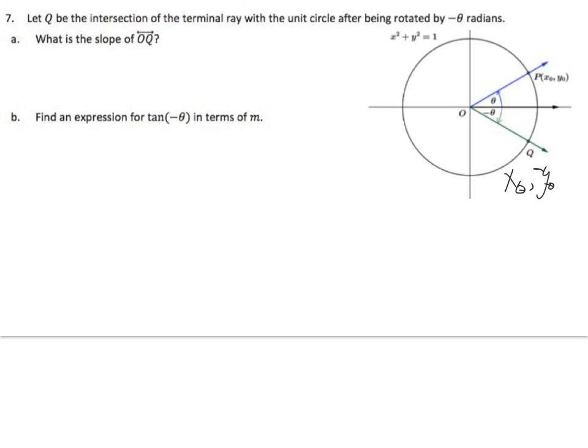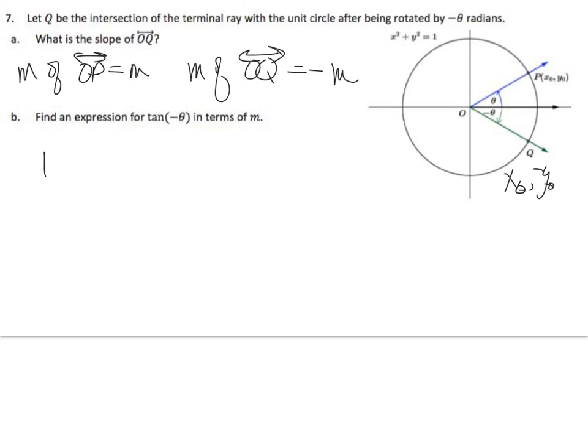If we have the slope of OP as m, the slope of OQ would be the opposite, or negative m. And we could calculate it using those values of x, y, and x, negative y. We're going to get the same answer. So find an expression for tan of negative theta in terms of m. Well, we just said it's negative m.